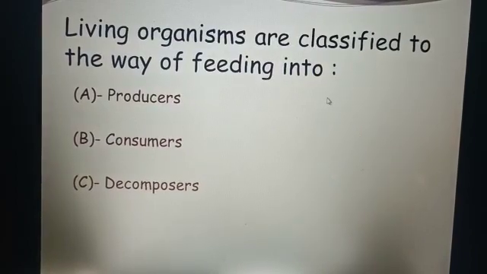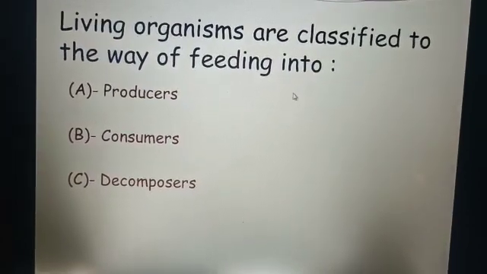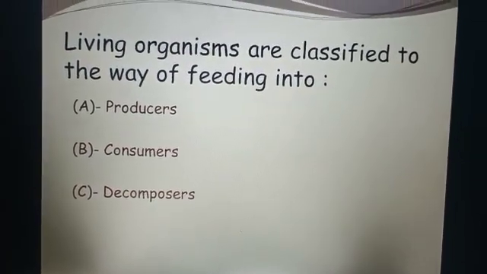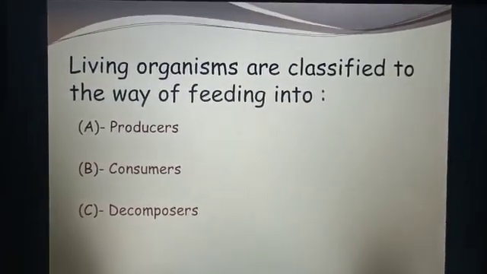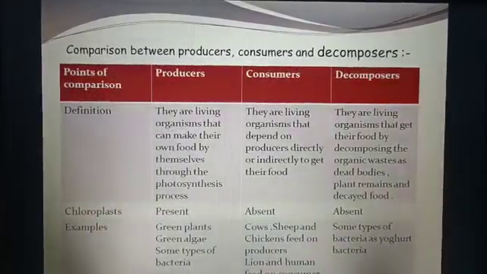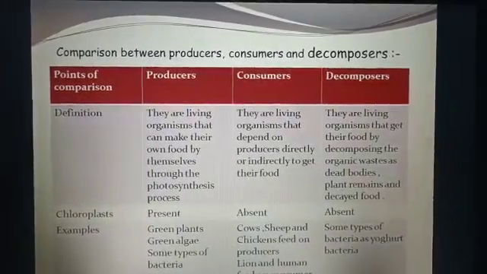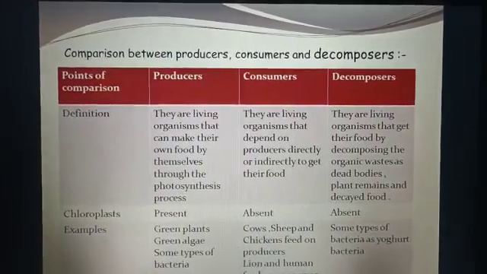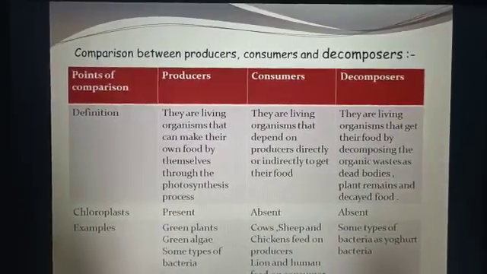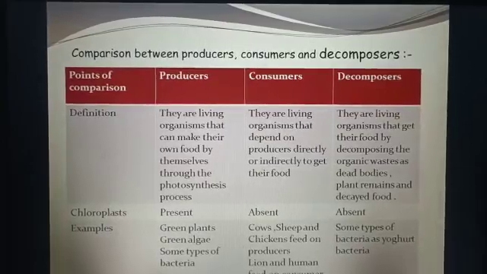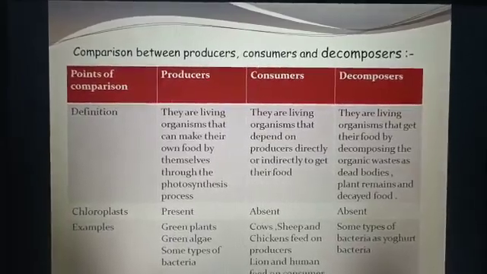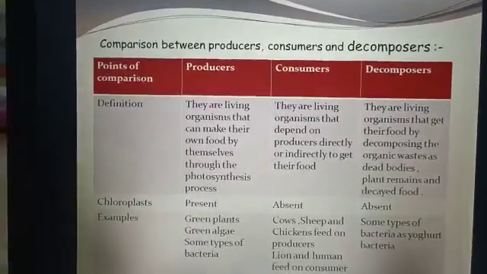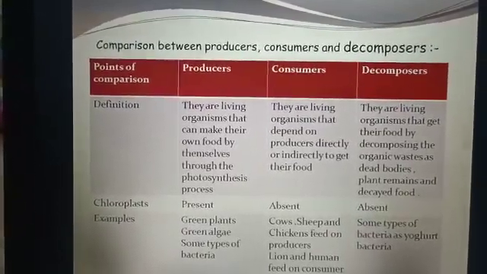Living organisms are classified according to the way of feeding into producer, consumer, and decomposer. Comparison between producer, consumer, and decomposer. What is a producer, teacher? They are living organisms that can make their own food by themselves through the photosynthesis process because they have chloroplasts. Producers like what? Like green plants and some types of bacteria.